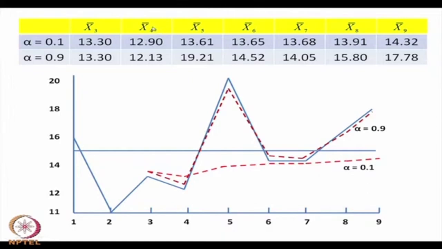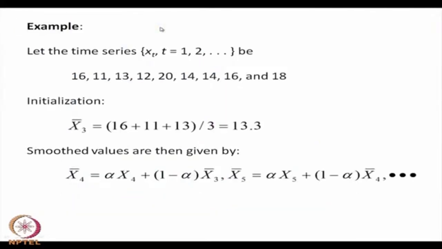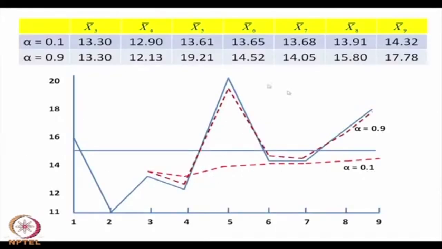And now, once you have the x bar 4 value, go to the next one, you have to take 0.1 into 12.9 plus 0.9 into the x 5 value, which is available as 20. And likewise, you calculate x bar t for all the values. Now, suppose instead of taking alpha equal to 0.1, I take alpha equal to 0.9, because alpha can take a value from 0 to 1, then the corresponding this value remains the same, because that is what was calculated on the basis of the moving average value, but these values would continue to change. But we use the same formula.